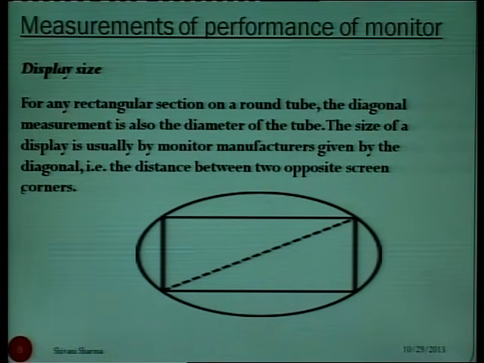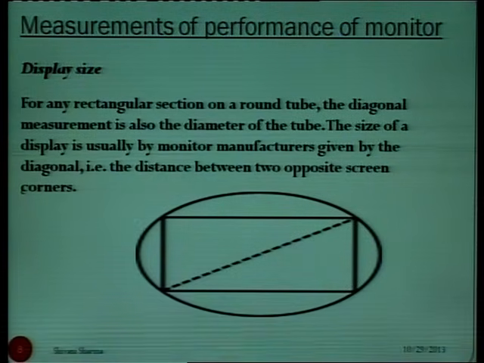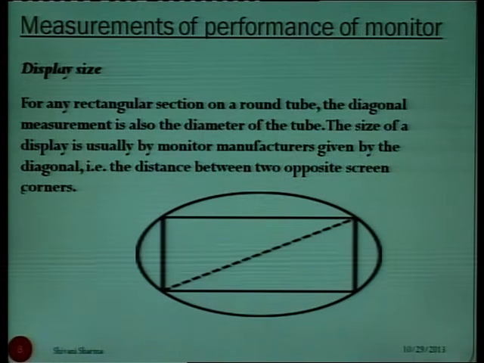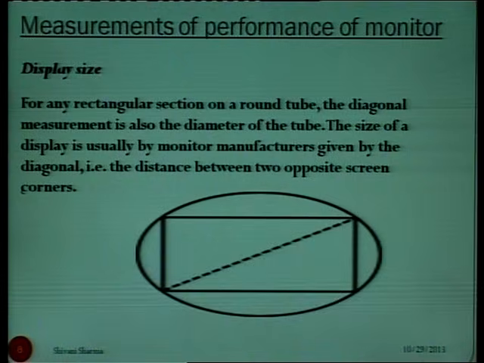given by the monitor manufacturers, and it is given in terms of the diagonal, that is the distance between the opposite screen corners. It is the term which defines how we measure the display size. The display size is measured in terms of the length of the diagonal, that is the distance between the two opposite corners. As we can see in the diagram, we have a round section tube in which we have a rectangular section, and the distance between two opposite screen corners gives the diagonal, or you can say the display size.